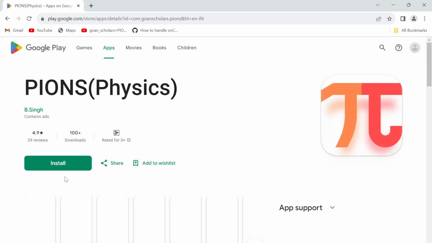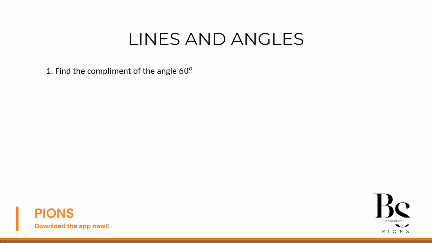Download the app now. So let's start with our lines and angles. This is our question number 1. Question number 1 says, find the complement of the angle 60 degree.